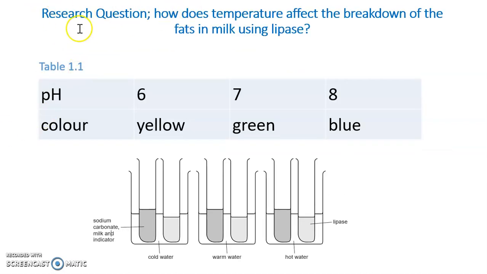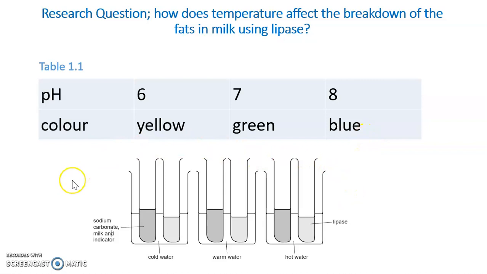So we've got the research question up here. How does the temperature affect the breakdown of fats in milk using lipase? So the more fat is broken down, the more fatty acids and glycerol are going to be produced. And we can pick up that by looking at changes in the pH. So the pH for 6 is yellow, pH 7 is green, and pH 8 is blue.